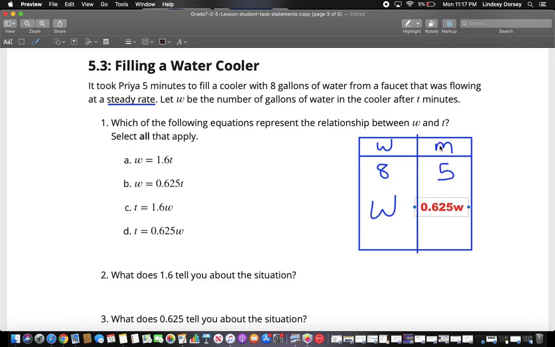So this would mean that, I'm sorry, I put M for minutes instead of T. So this would be a T.